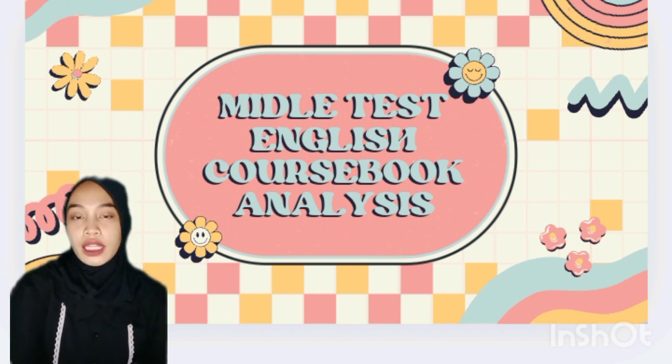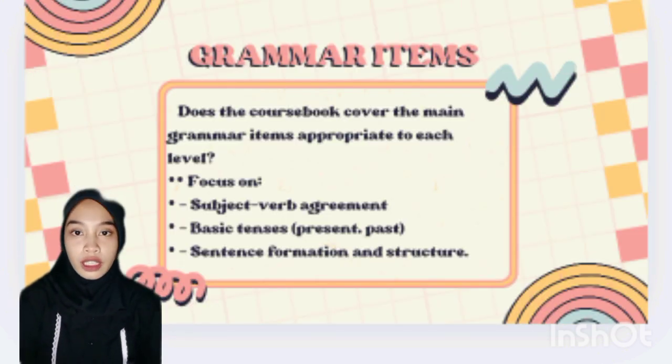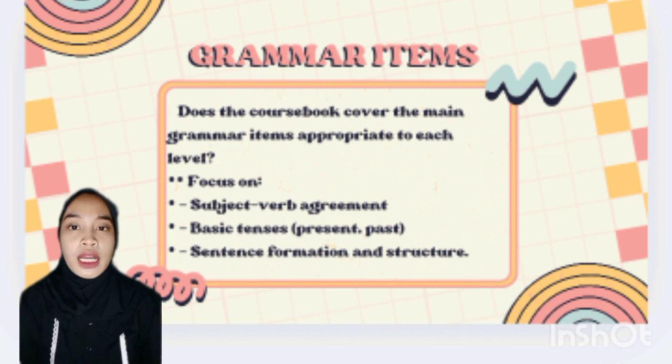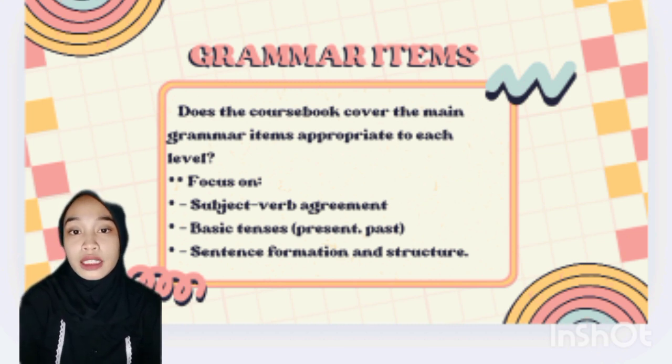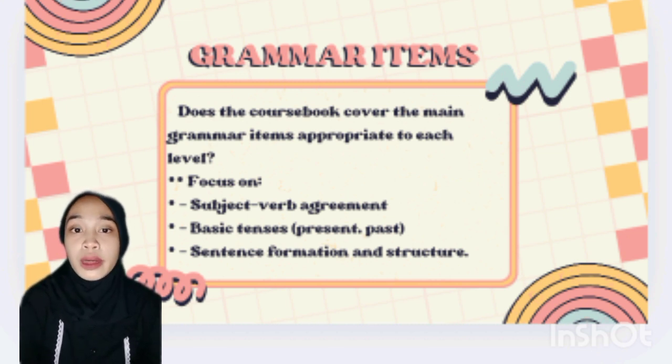Right away, the first content is grammar items. The course book covers the main grammar items appropriate to each level, focusing on subject-verb agreement, basic tenses, present or past, and sentence formation and structure.